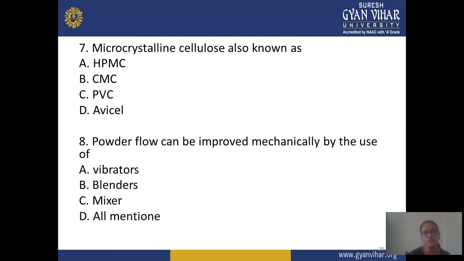Next, the seventh question is: microcrystalline cellulose is also known as. A option is HPMC, that is hydroxypropyl methyl cellulose. B is CMC, carboxymethyl cellulose. C option is PVP, polyvinyl pyrrolidone, and D option is another. Means you know what microcrystalline cellulose is and its other name or synonym. According to the synonym, select out of the A, B, C, D options.